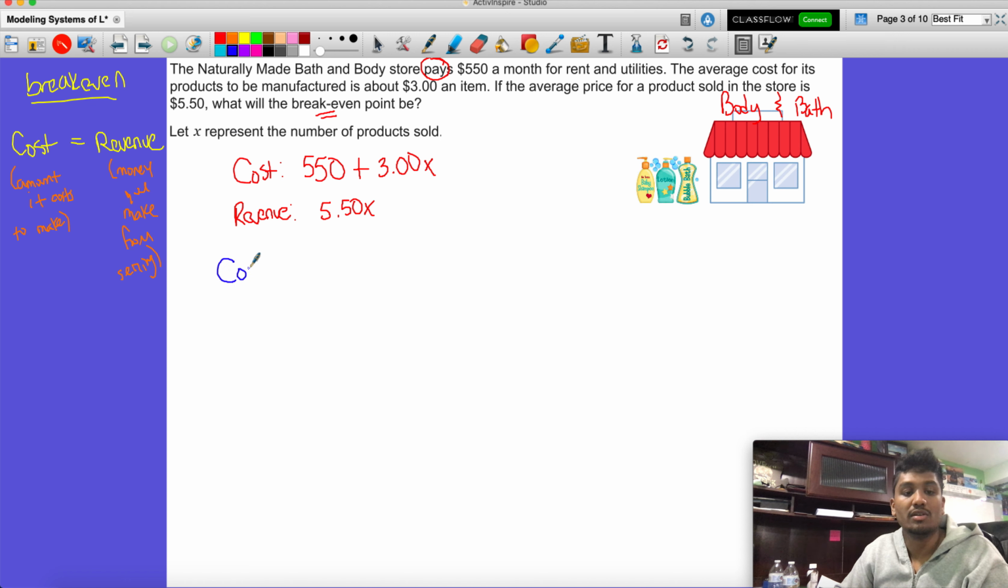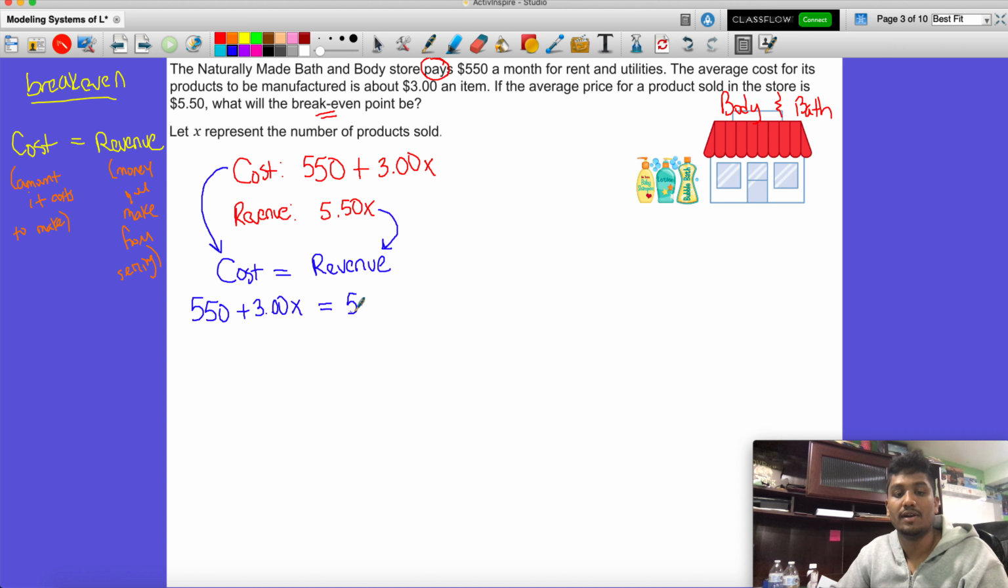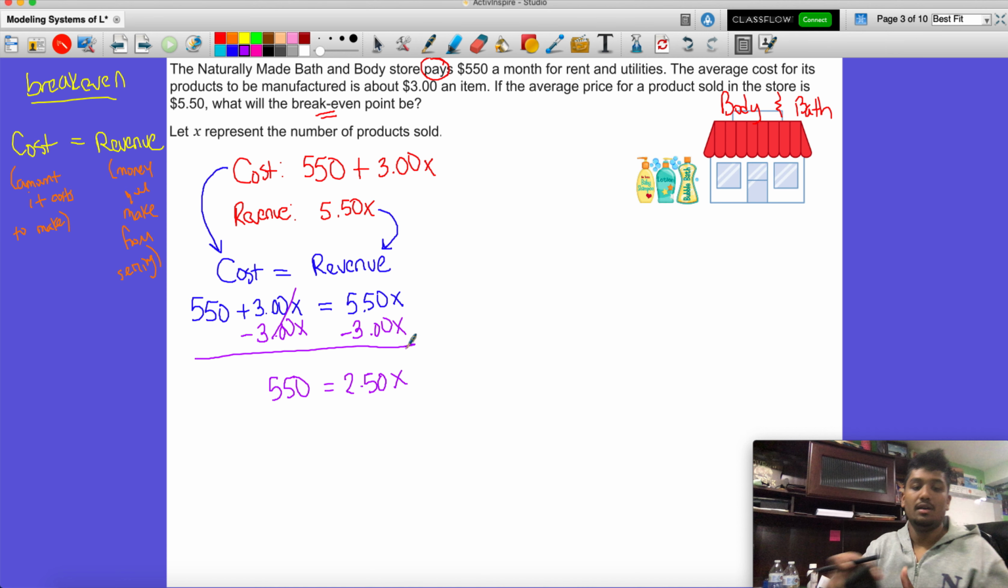If you remember, or if we look to the left, cost equals revenue. That means that's our break even. We're going to substitute the cost by what we wrote: 550 plus 3x equals the revenue, 5.50x. We're solving this the same way. We have a constant and an x term, so it's better to move this term away by using the inverse, and we get 550 equals 2.50x.